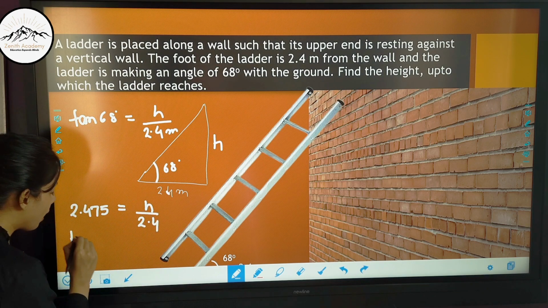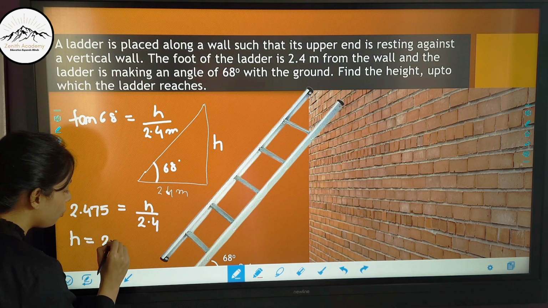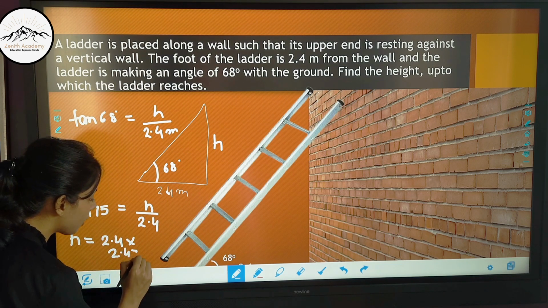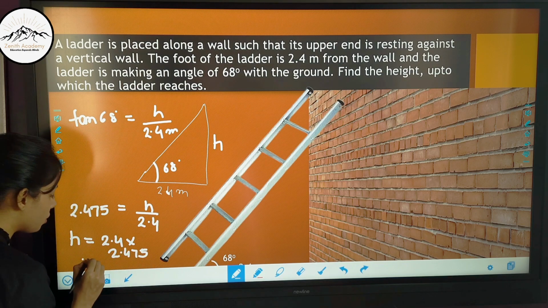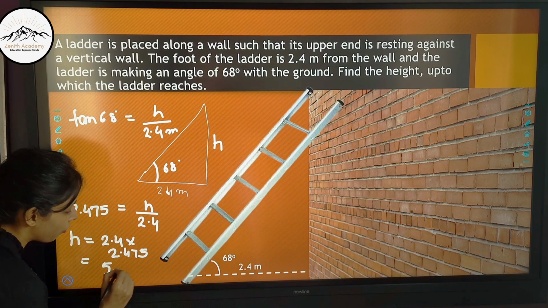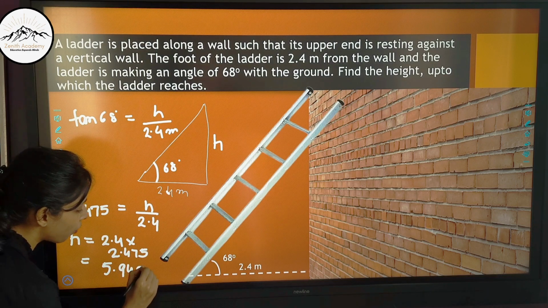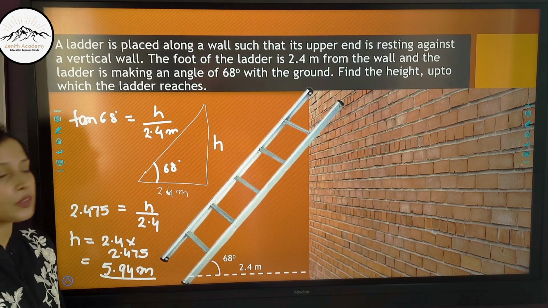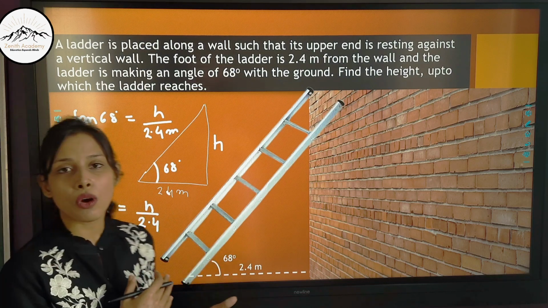Now, so what will h be? 2.4 into 2.475, which is equal to 5.94 meter. So this is our answer. In this way, we need to solve the questions.